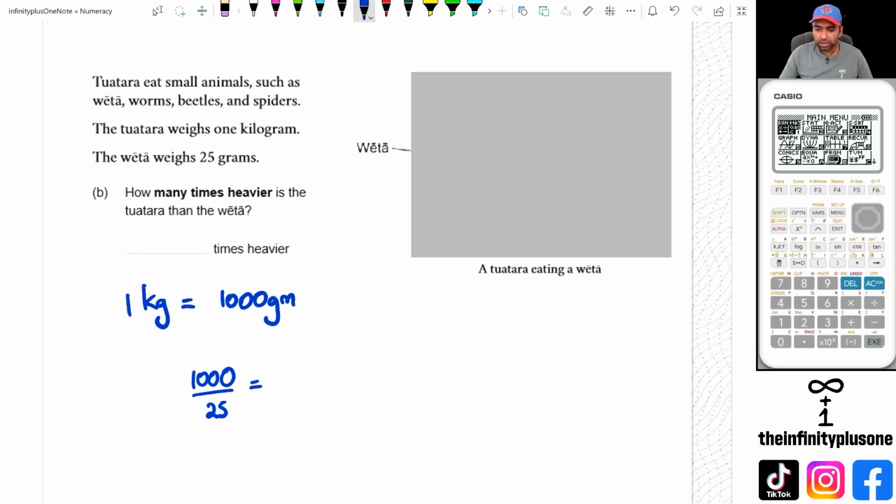So I'm going to go into my calculator and just go 1,000 divided by 25. Now, I know I'm using the graphics calculator here, folks. You are allowed to use a scientific calculator as well, so it's absolutely fine. So here we have, we're going to write down 40 times heavier.